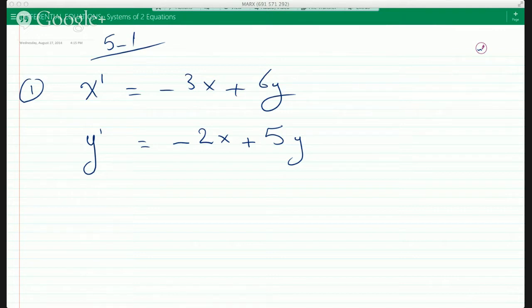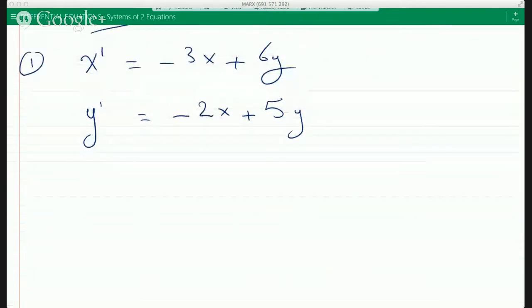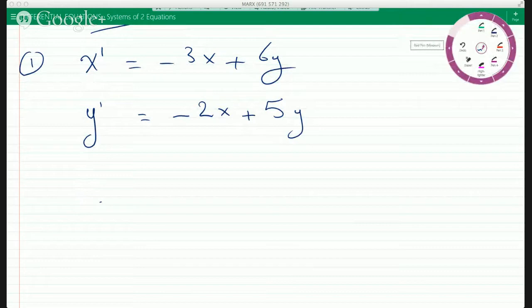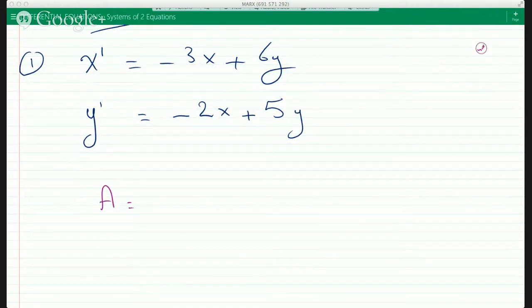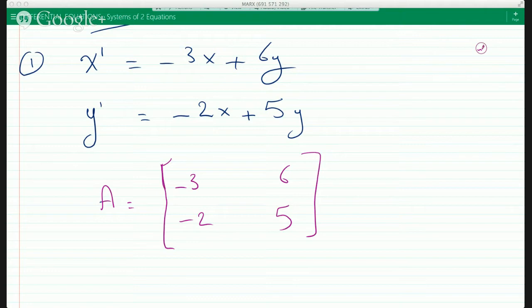Okay, Ben, you know what to do here, yeah? The coefficients, you know, from the system of equations. So A will be minus 3, 6, minus 2, 5, okay? And you just use the theorem to evaluate.